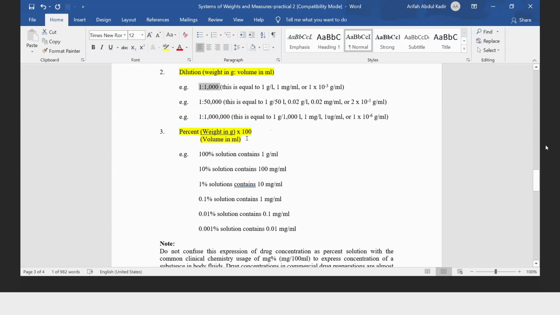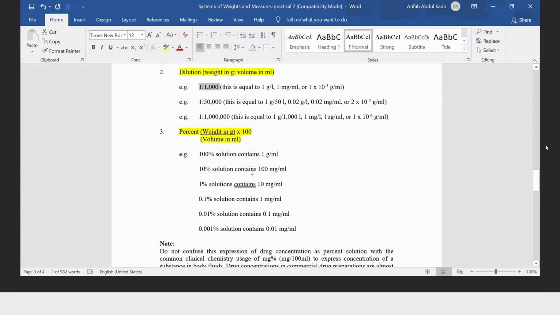So 1 gram divided by 1 ml times 100 would give you a 100% solution. Yeah, so 1 gram divided by 1 ml times 100, 100%.